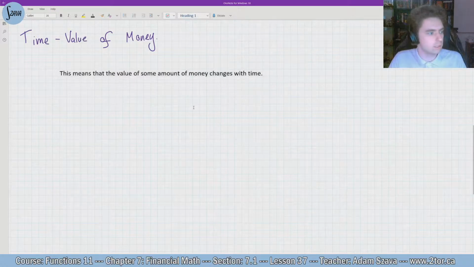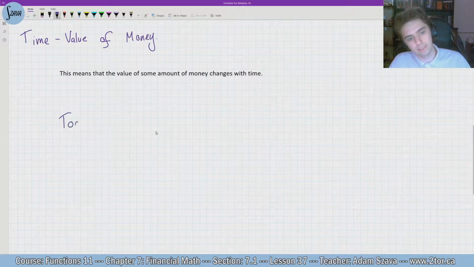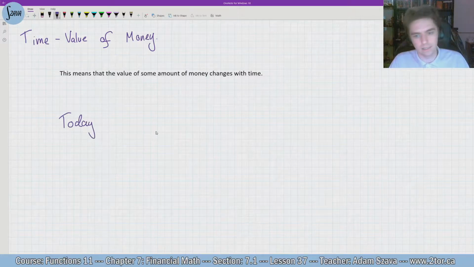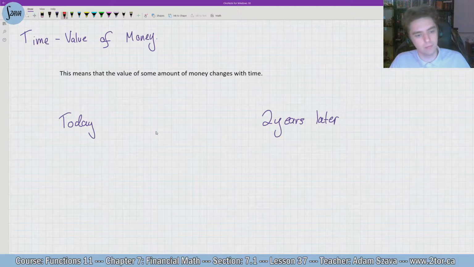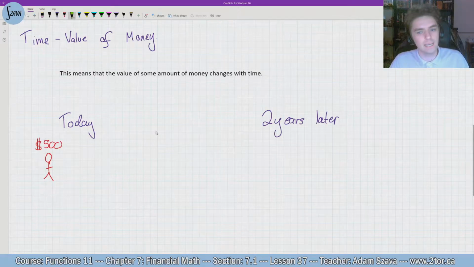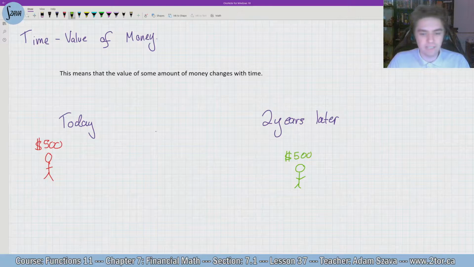I'm going to explain this with some examples. I'm going to draw a little diagram here. Let's say this is today, and this is 2 years from now, 2 years later. So if today, person one has $500, and in 2 years from now, a different person also has $500, you do not have the same buying power, or purchasing power, in these situations.